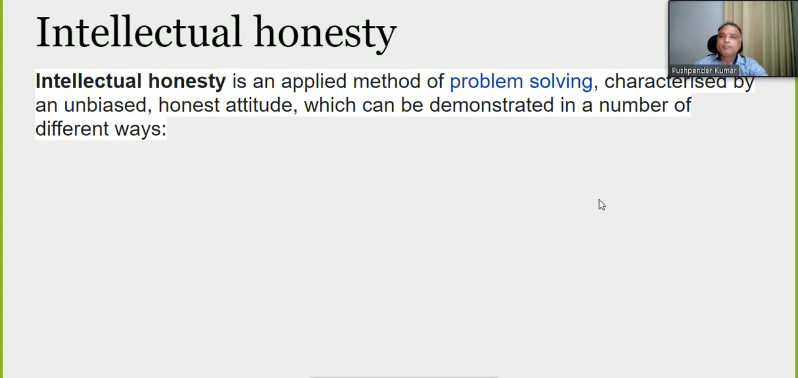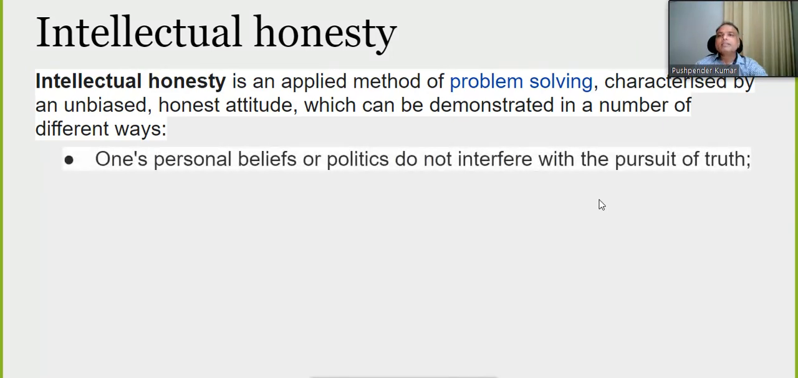It's basically an applied method of problem solving, characterized by an unbiased and honest attitude, which can be demonstrated in a number of different ways. You are an intellectual person, we all are intellectual people, and if you are honest, that will really enhance your credibility, it will enhance your skills. It will enhance your credentials. So here you can see how you can remain intellectually honest.